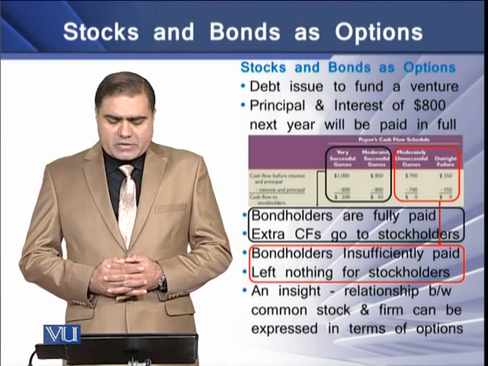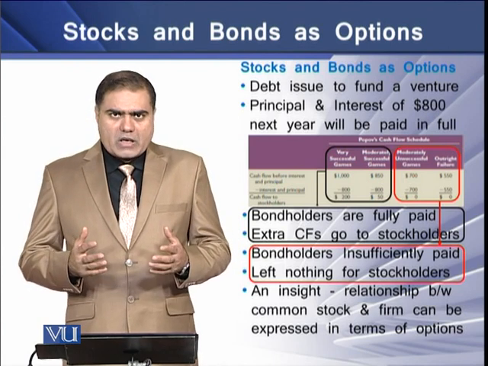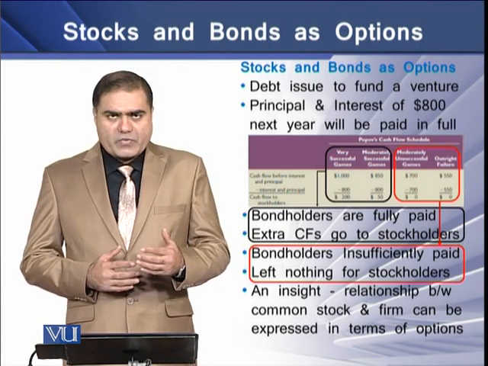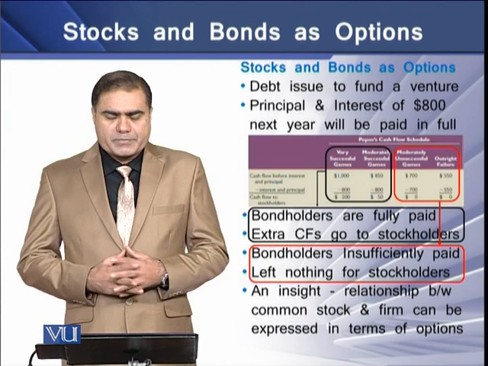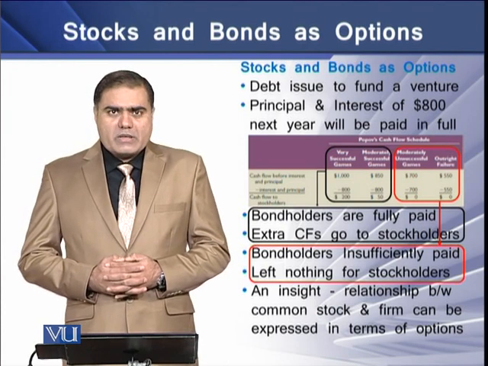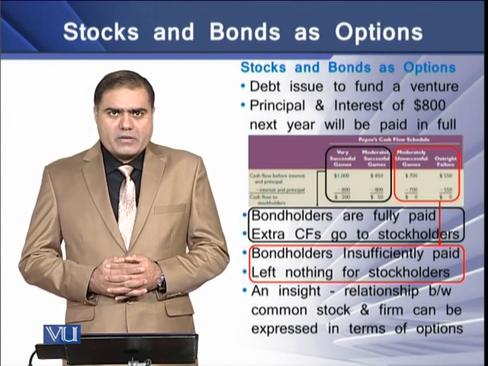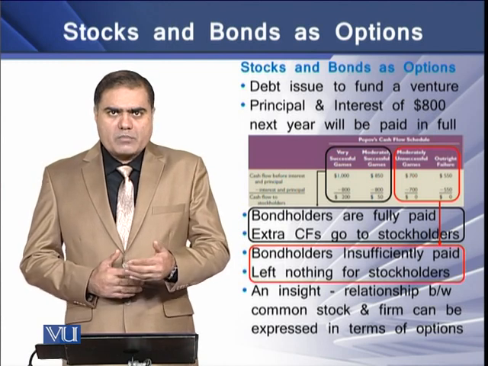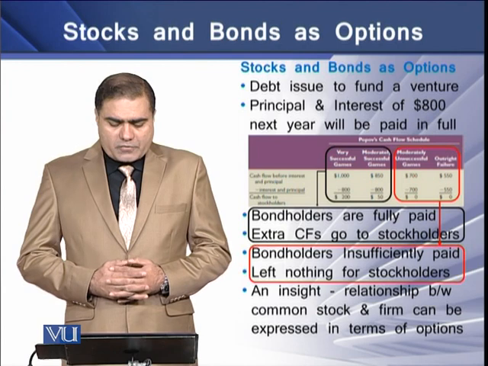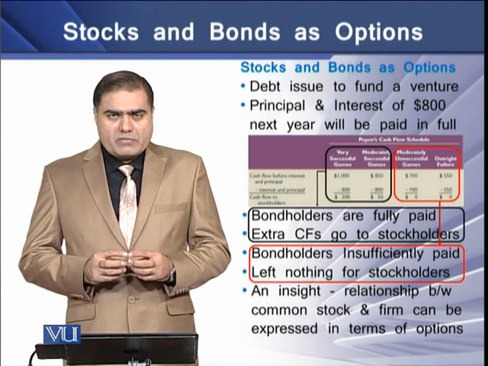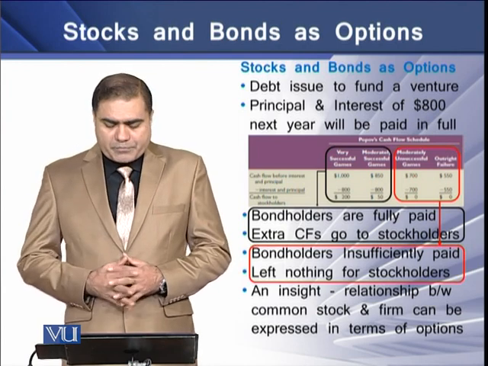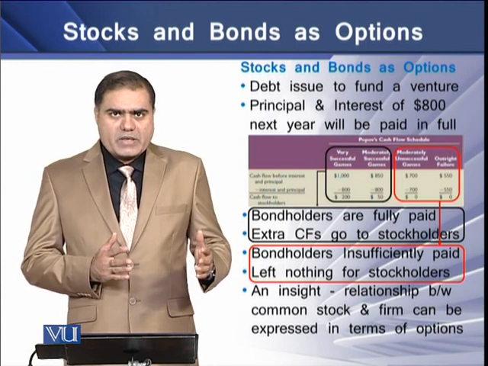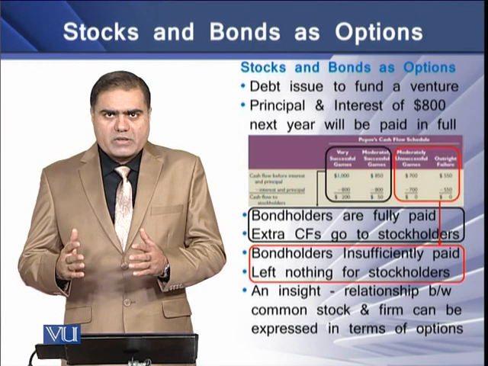Now, in this case, we have a firm which has a debt issue to fund a venture undertaken. There is an amount of 800 as principal and interest which is due to the bondholders of the firm, and this amount will be paid in the next year. We have two scenarios. One is the success scenario and the second is the failure scenario.